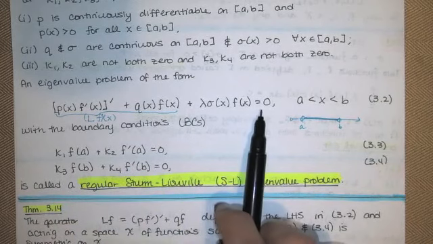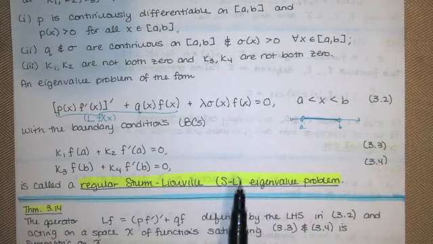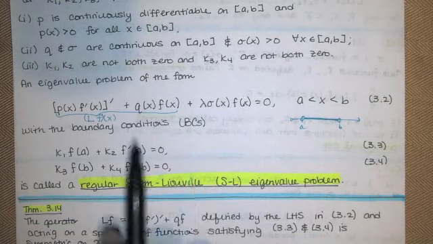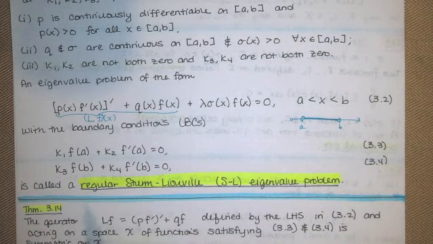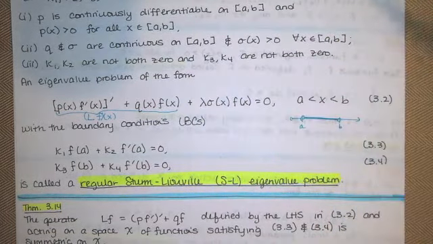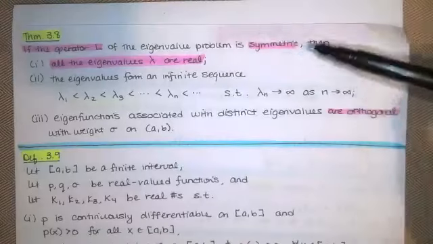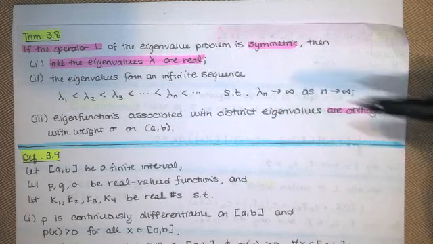So this differential equation, subject to these two boundary conditions, is called a regular Sturm-Liouville problem. This is an ordinary differential equation subject to boundary conditions, so it's a boundary value problem. Our goal is to find the eigenvalues and the corresponding eigenfunctions that satisfy this equation. And then all of these things will hold for those eigenvalues and eigenfunctions.